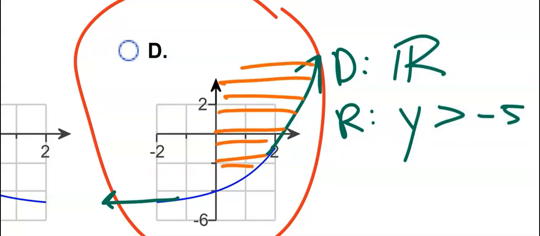So you can push all the values onto the y-axis, but you'll never go below -5, right? Because that's the asymptote of the graph. And we don't touch the asymptote.